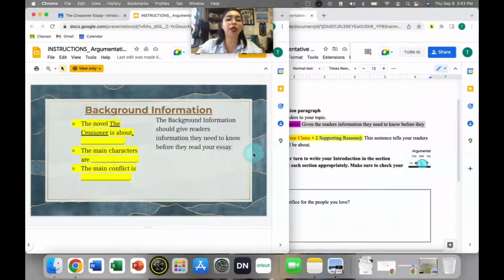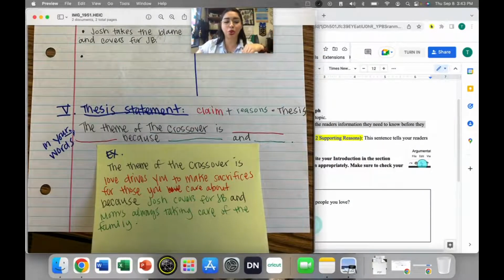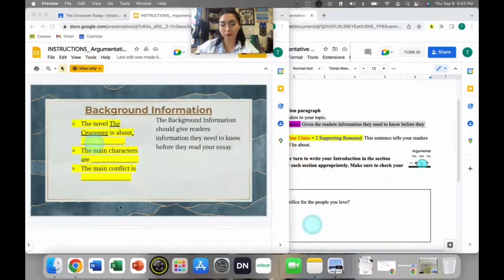In my brainstorm, I mentioned Josh and I mentioned mom, so I probably should tell the people reading my essay who these people are. I want you to pretend that the person reading your essay has never read The Crossover before. What are the things that they need to know about the book in order to follow along with what you're saying? Some examples of sentence frames that you might use are: the novel The Crossover is about blank, the main characters are blank, and the main conflict, remember the conflict is the problem, is blank.